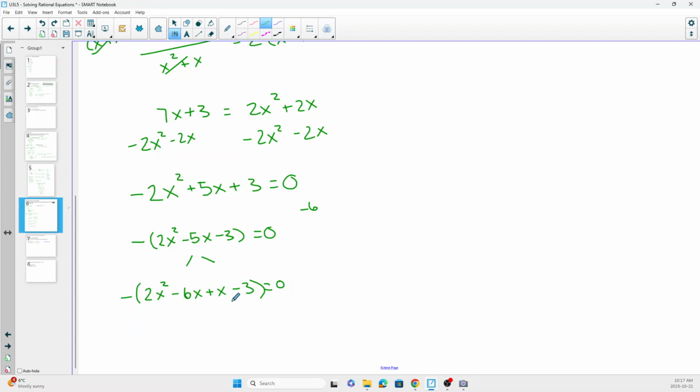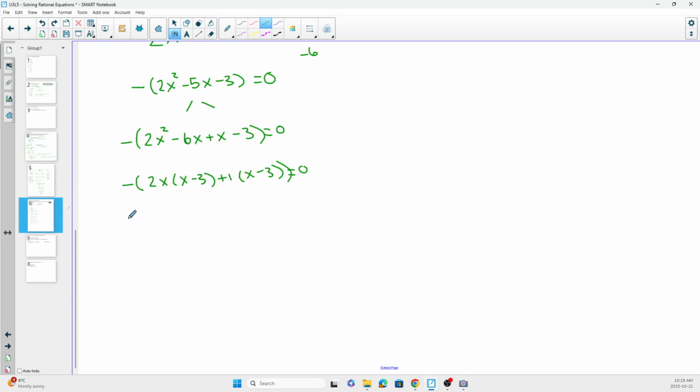Now I'm going to do some factor by grouping here. From the first two terms, I'm going to factor out a 2x, and I'm going to be left with x minus 3. And from the next two terms, the only thing I can factor out is a positive 1, and I'm left with an x minus 3. Really, I'm not factoring out anything. I'm just getting back 1 times x is x, and 1 times negative 3 is negative 3. Now, if I factor out an x minus 3 from both terms, I would have x minus 3, and then I would be left with 2x plus 1.